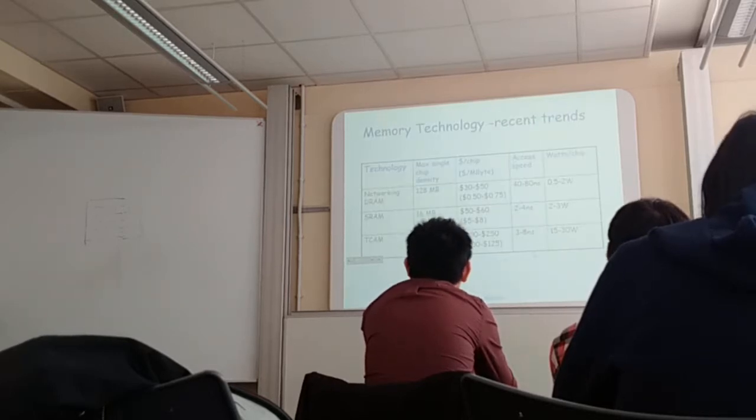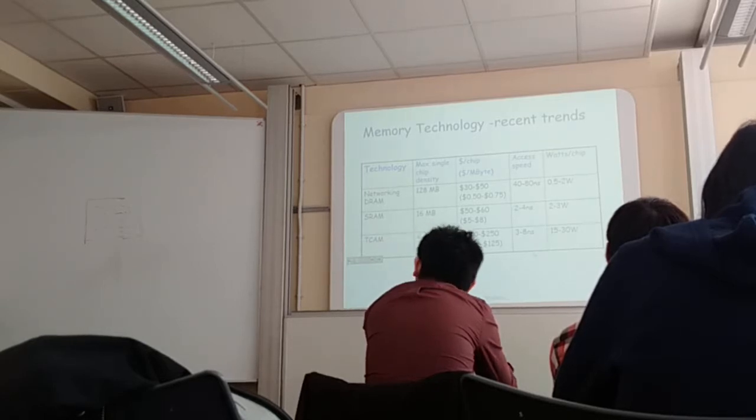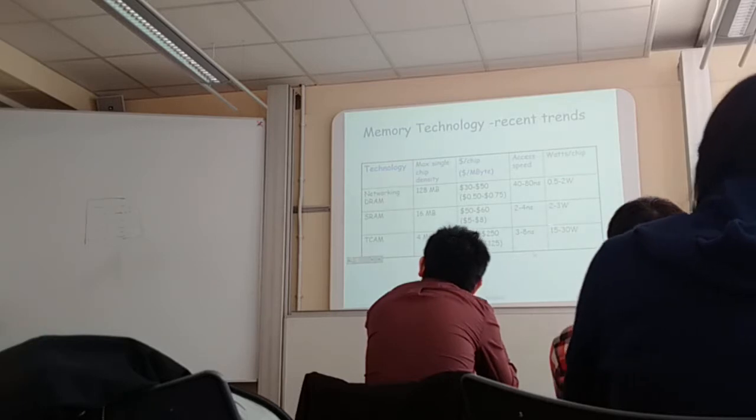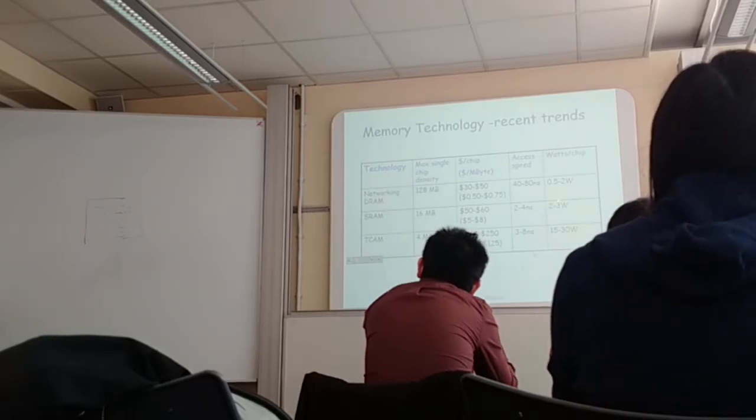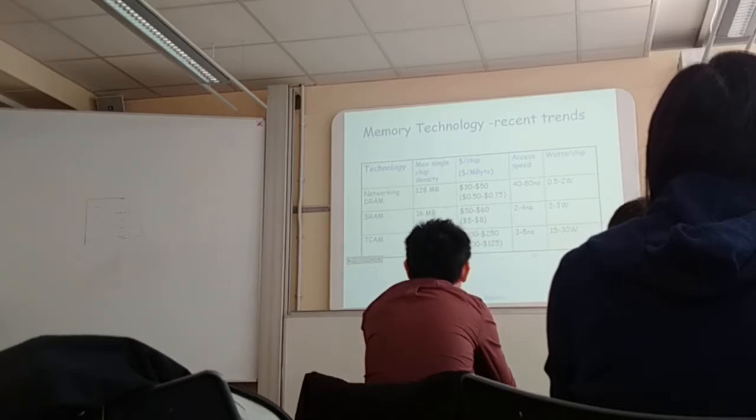Here I also gave you a slide about the memory technologies for routing. So for example, networking DRAMs, SRAMs, or these are called TCAMs, ternary content addressable memories. These are extremely expensive ones, and they consume lots of power. You can see it there. It consumes pretty much more than 10 times this one. And these are some prices, and the max single chip density, how much you can get in one chip.